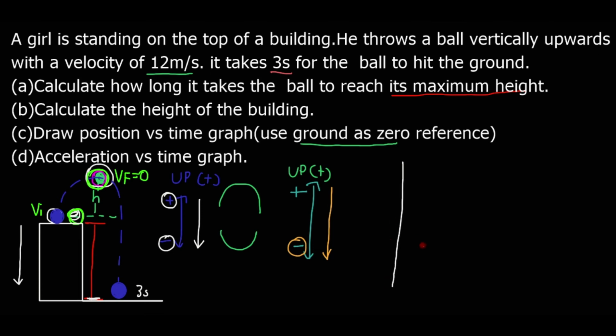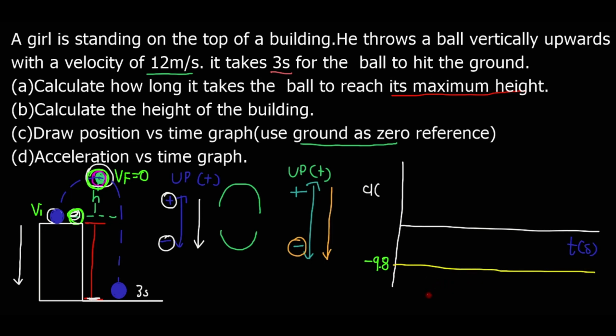Therefore, how do we draw your acceleration time graph? On the y-axis we put acceleration in meters per square seconds, and on the x-axis we put time in seconds. And our acceleration is negative 9.8. And it is negative because we chose upward as positive. And then from here we draw this line. And this is the answer for part D.